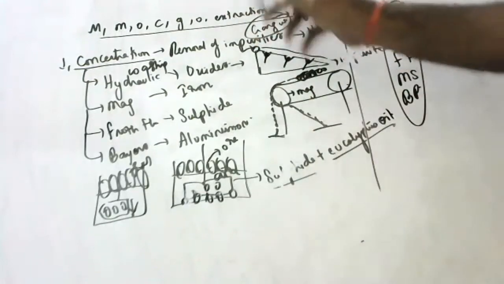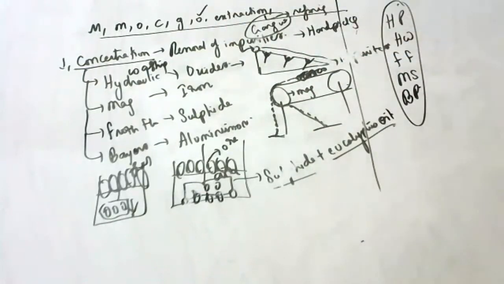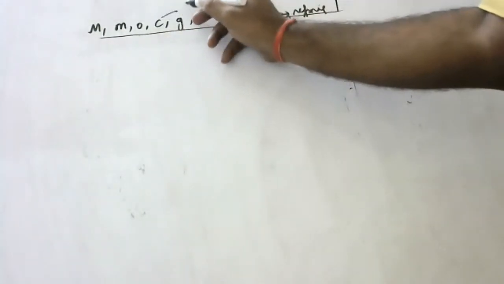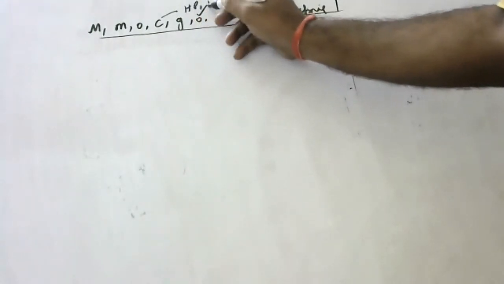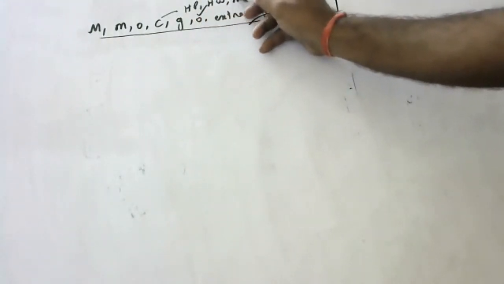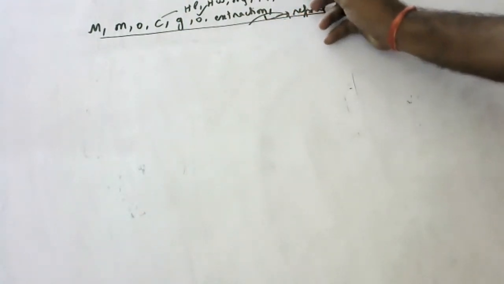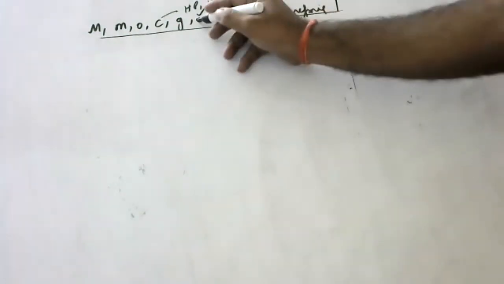Now let's go to the next step, oxidation. Harika, you understood what concentration is? Concentration is the removal of impurities. What are the different methods of concentration I told? Hand picking, hydraulic washing, magnetic separation, froth flotation, Bayer's process. And the next step is oxidation.